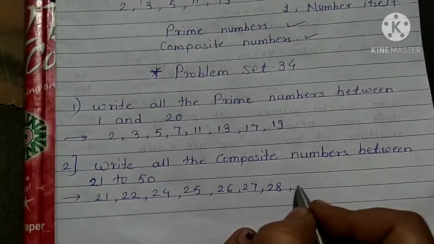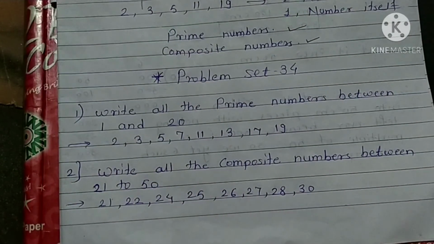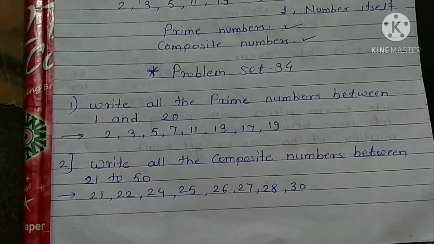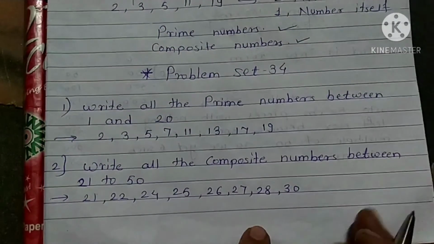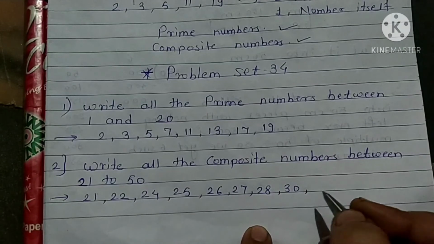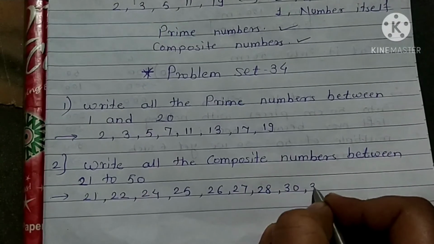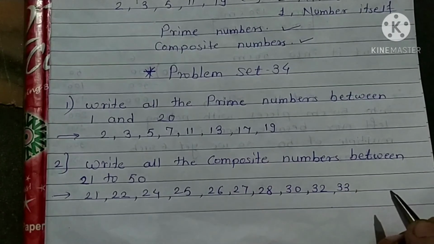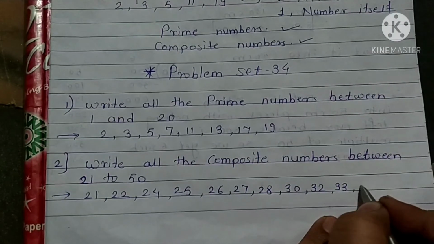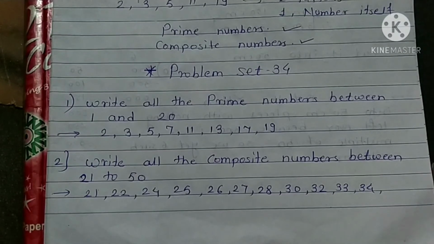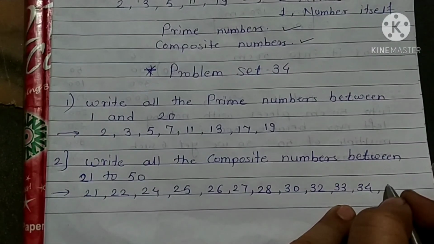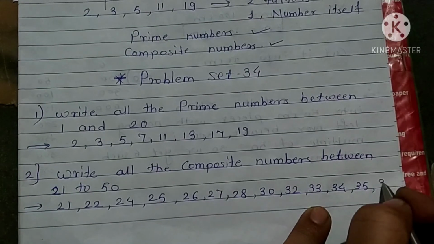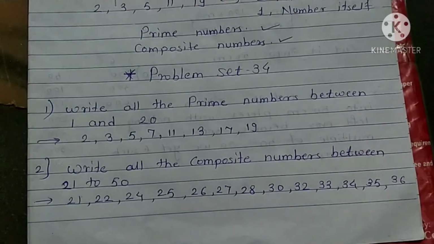Now 30, yes. 30 is present in many tables: the 5 table, 6 table, 3 table. Okay, then 31. Is 31 present in any table? No. 32, yes. In many tables 32 is present. 33 is also present in many, in the 11 table. Okay, 34, yes. Then 35, yes, in the 5 table and 7 table. 36, yes, in the 6 table and 12 table.